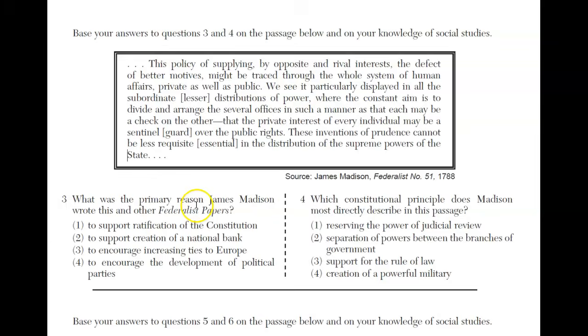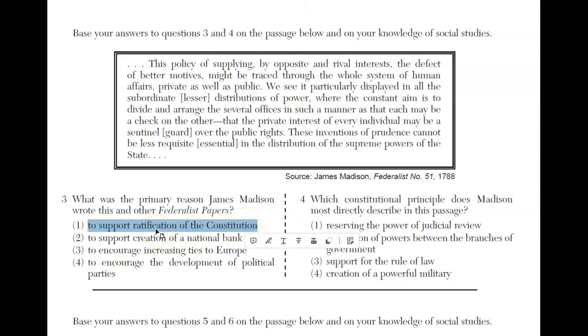What was the primary reason James Madison wrote this and the other Federalist Papers? This is a straight-up memory question. You have to remember what this was in the first place, because you don't really find the answer in the document. So this is a context question. You have to remember that the point of it was to support the ratification of the Constitution.